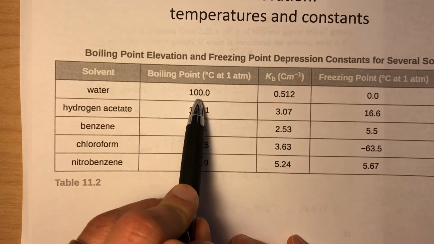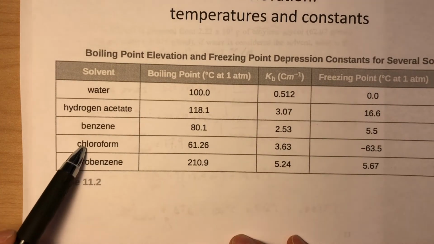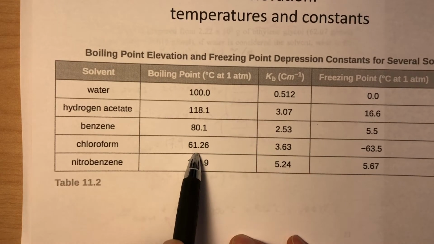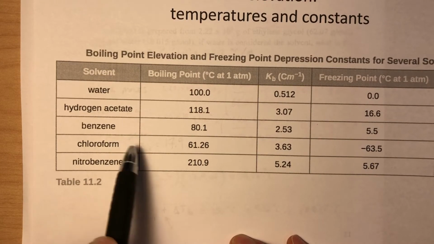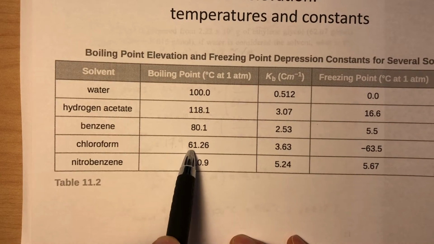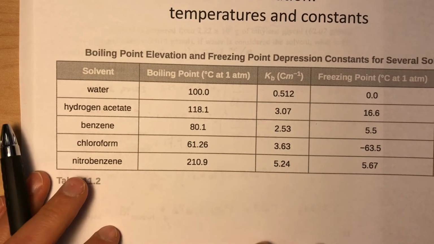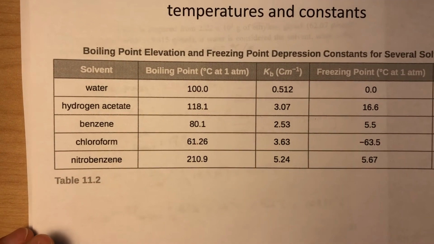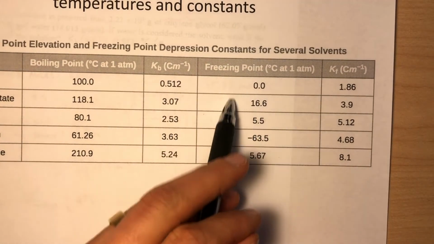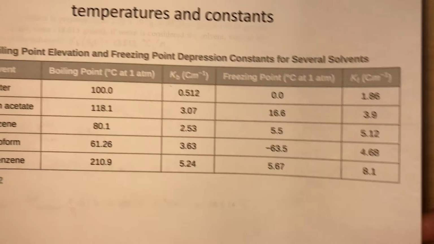So water, as we have seen before, boils at 100 degrees Celsius, but maybe something like chloroform boils only at 61.26 degrees Celsius. We saw earlier, something like chloroform only has dipole-dipole interactions, so it is easier to boil, whereas water has hydrogen bonding, it's more difficult to boil. Along with our boiling points, we also have our boiling point constants. Later on, we're going to talk about freezing points, which we have here, and constants associated with those, which we get from the same table.